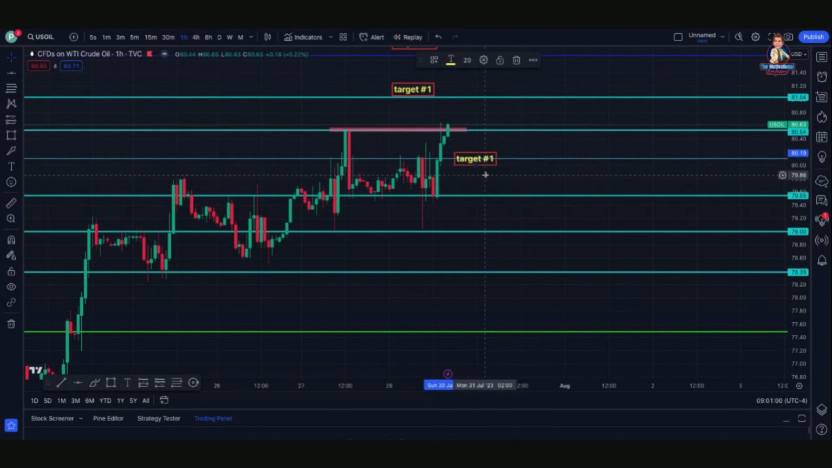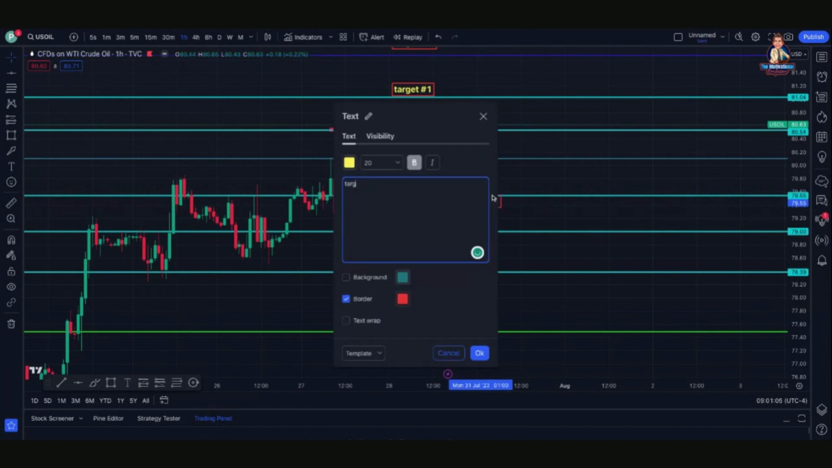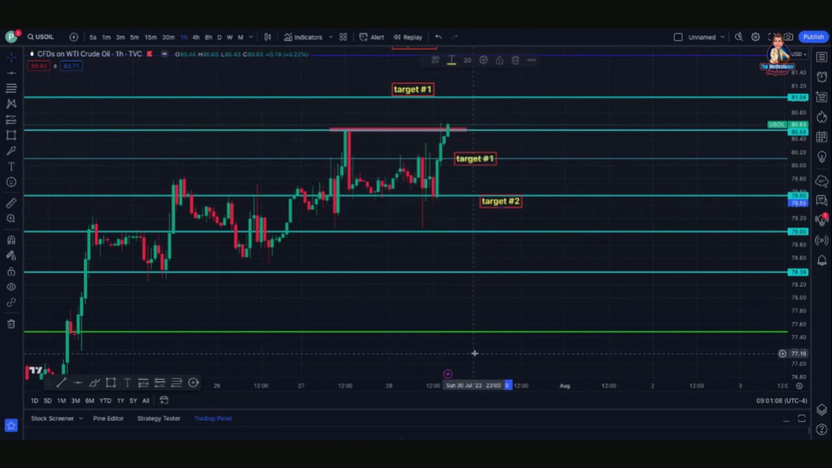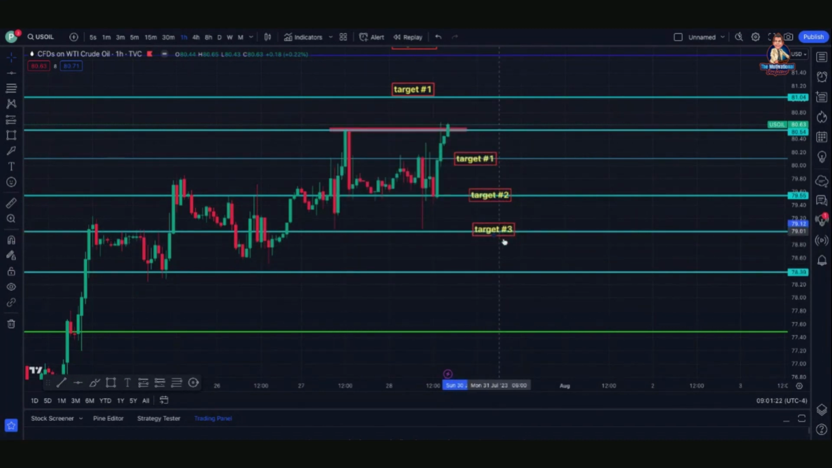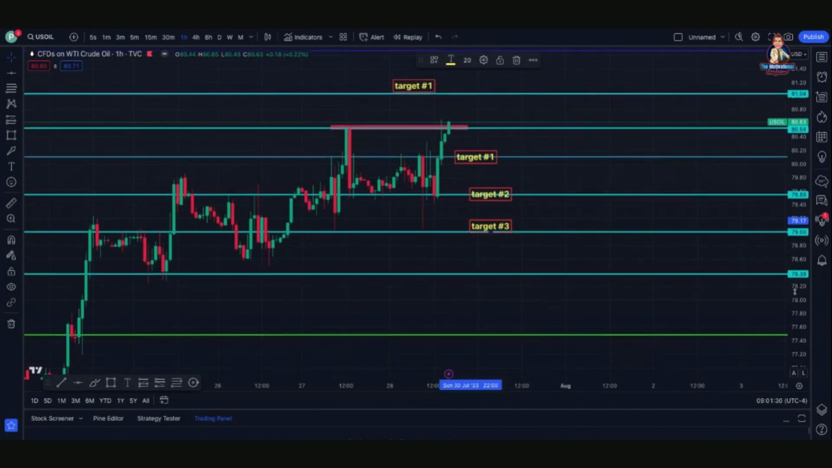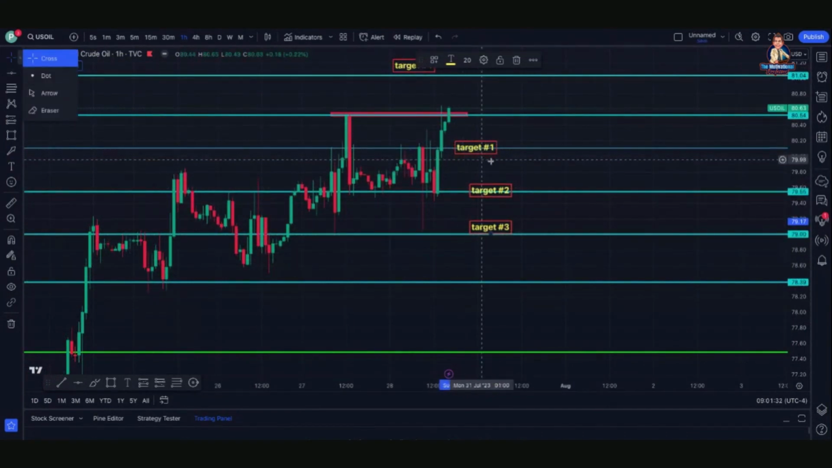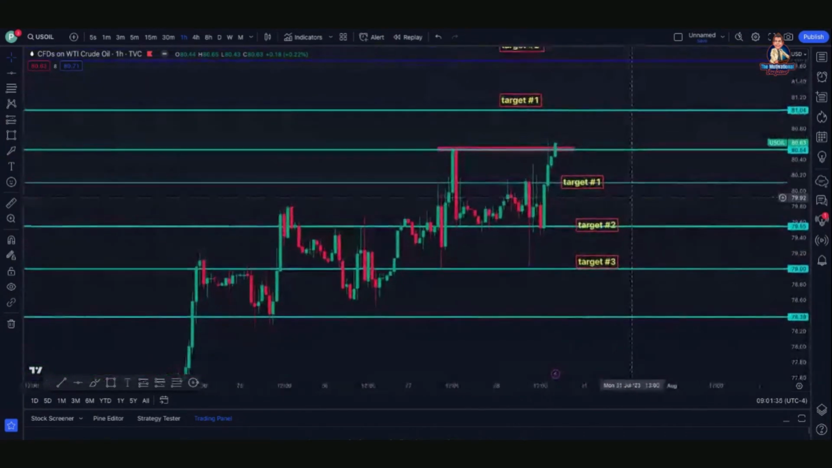And if we break and close below, then we want to look at target 2 down here at 79.65 or so. And again, we'll do another target. All these target areas are what I call my take profit areas. As I move down or up, this is where I'm cashing out for my first entry. Then I'm going to give you some examples in just a minute of how I trade crude oil.